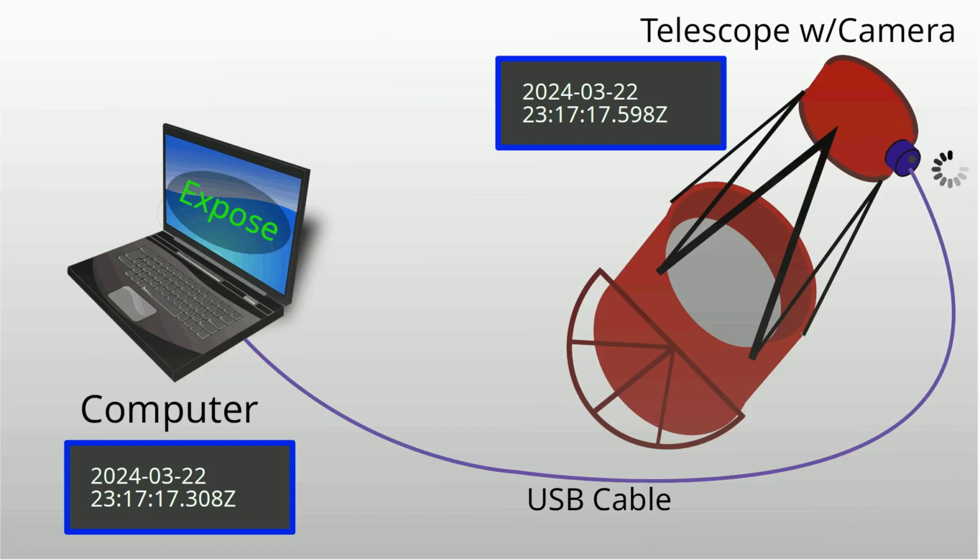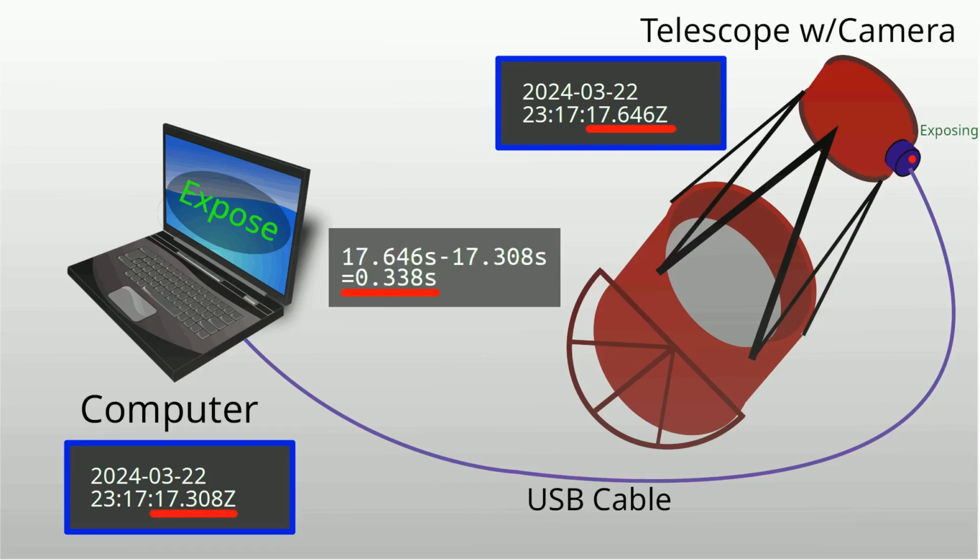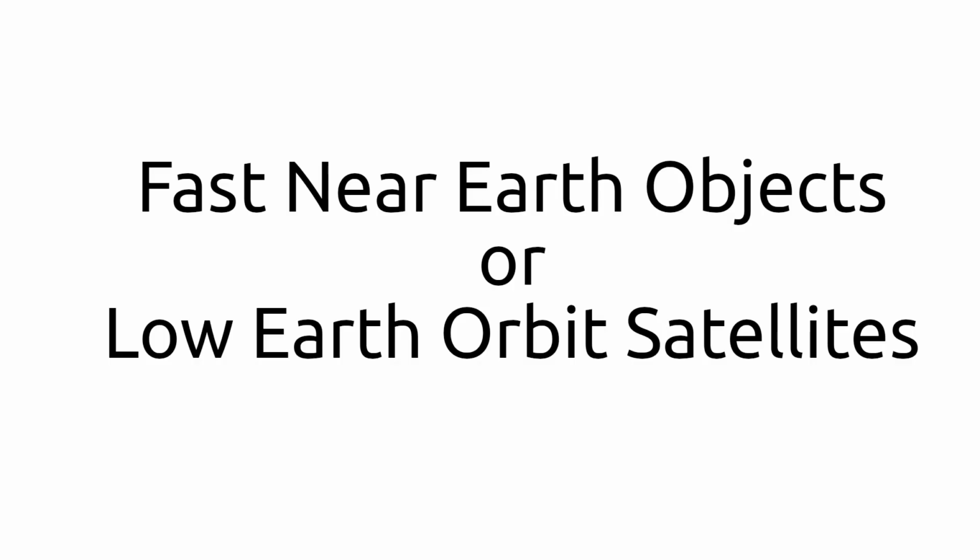338 milliseconds may seem small, but there are several cases where this delay can be very important if not taken into account. Fast near-Earth objects and low Earth orbit satellites both travel quickly across the sky. If their position is recorded at the wrong time, it can greatly affect finding their true orbit.